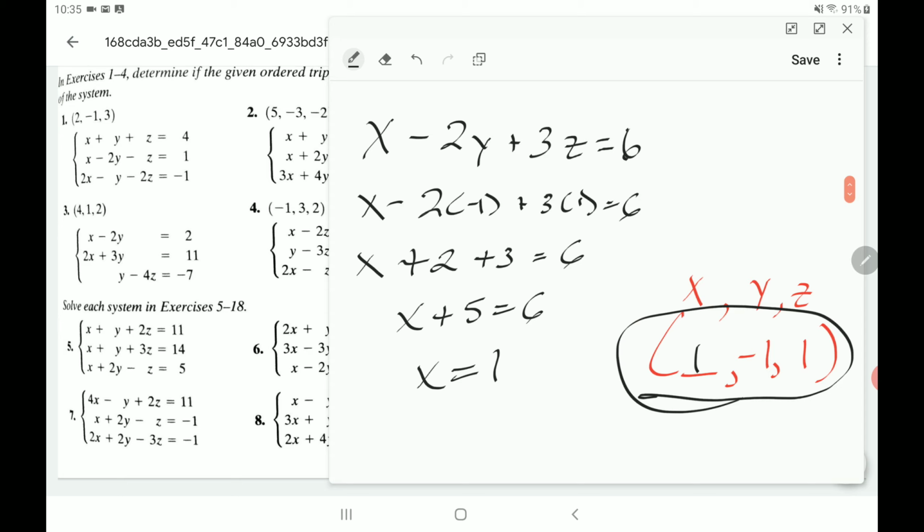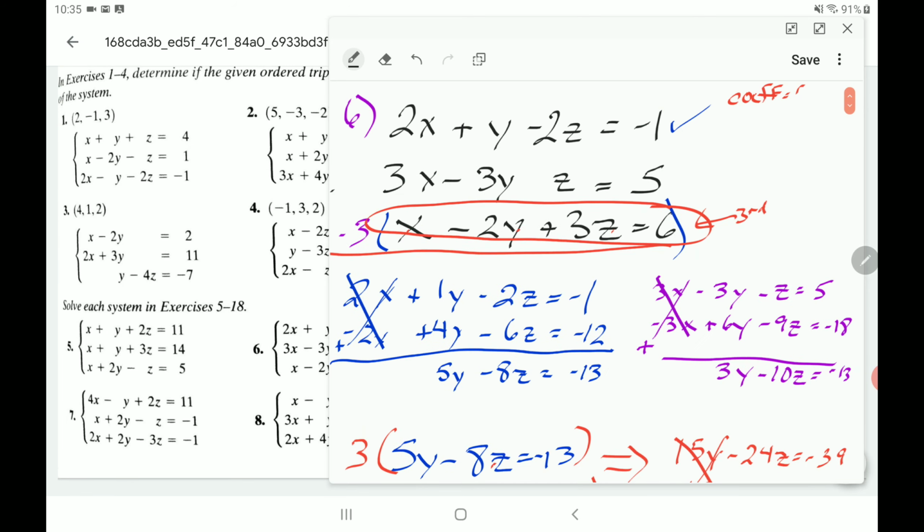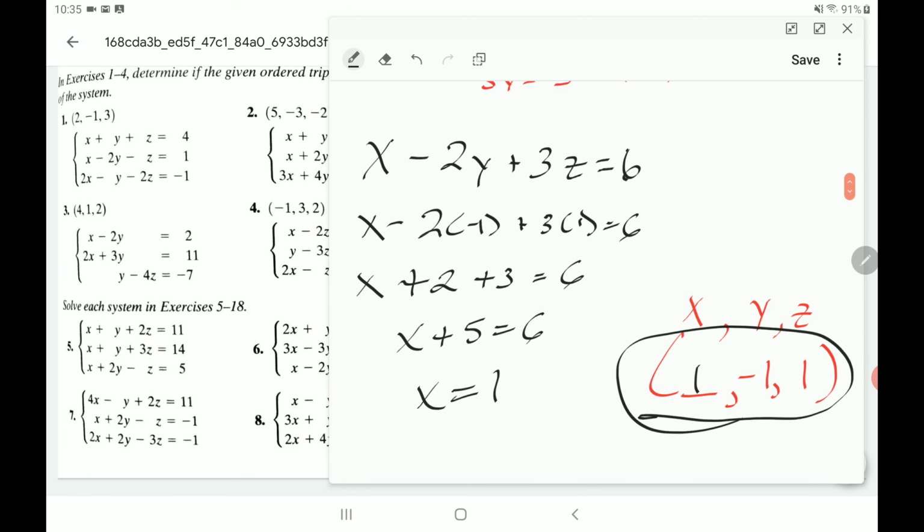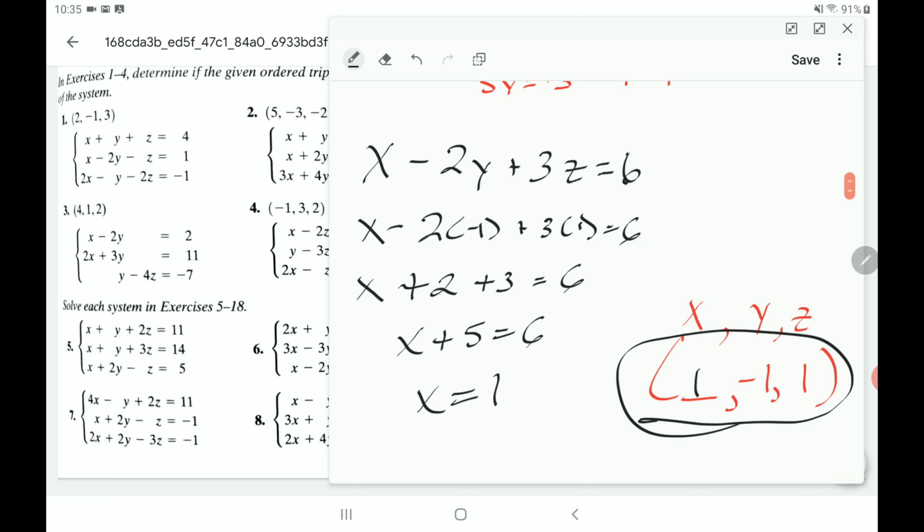All right. So that is how you're going to do each and every one of these. Yes, you can see it is lots of work. So it's going to take some time to do these. Feel free to take your time.